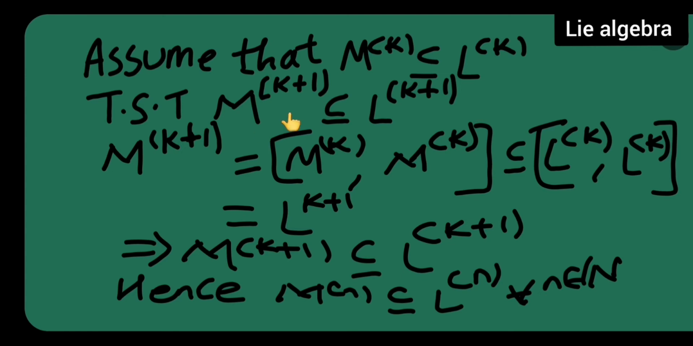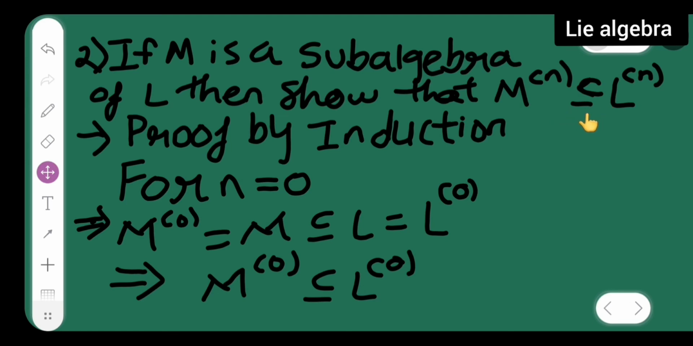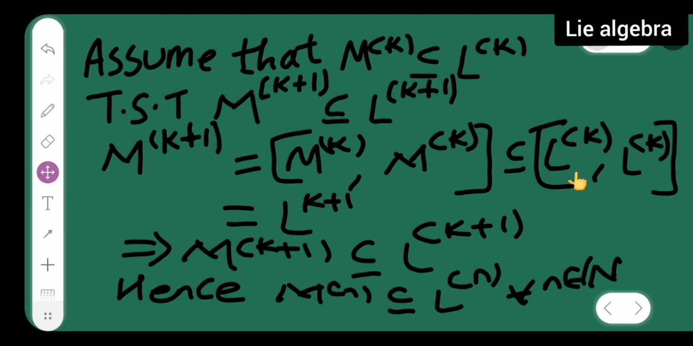Now take this one, m raised to power of k plus 1, which is equal to the Lie bracket of m of k comma m of k. And this is a subset of, we write it in terms of subset because of this. So this is a subset of what? m of k is a subset of L of k, right? So wherever there is m of k, I have written L of k. Why? Because of this step. Comma L of k.